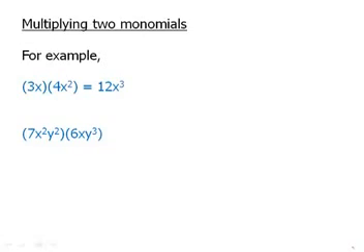Now, if we have this one, first of all, we'll multiply the coefficients. 7 times 6 is 42. The x squared times x will be x cubed. Now the y squared times y cubed, we have 2 factors of y times 3 factors of y. That will give us 5 factors of y. We'll add the exponents of y, the 2 and the 3, and we'll get y to the 5th. And so the total product will be 42 x cubed y to the 5th.